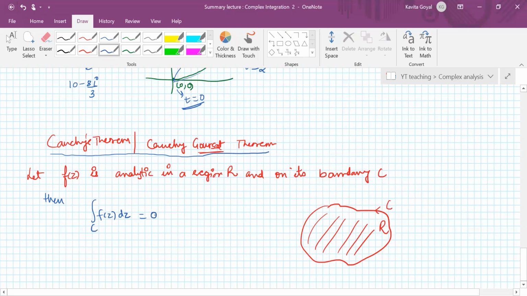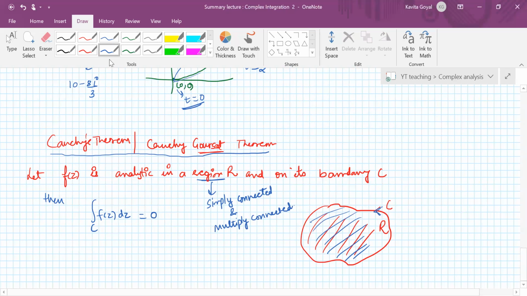Is that thing clear? So we are saying that if a function is analytic on and inside of a closed curve C, then the integral along C is 0. And this is true for the region being simply connected as well as multiply connected. So this result is true for both the regions.